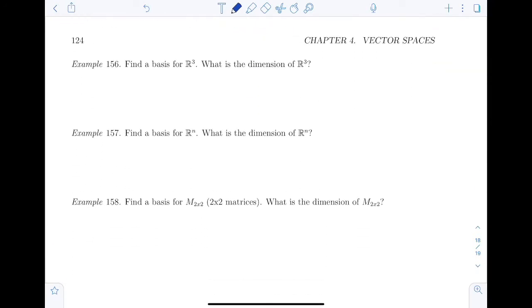Example 156 says, find a basis for R3. What is the dimension of R3? Well, we can kind of just cheat here a little bit. E1 is (1, 0, 0) and E2 is (0, 1, 0), and E3 is (0, 0, 1). I think we can very clearly see that these things are linearly independent, right? This is the only one in the first coordinate, this is the only one in the second, this is the only one in the third, and they clearly span, right? If you wanted to make (5, 10, 4), you'd have 5 of these, 10 of these, and 4 of these. Okay, so clearly linearly independent and span. And so the dimension of R3 is in fact 3.